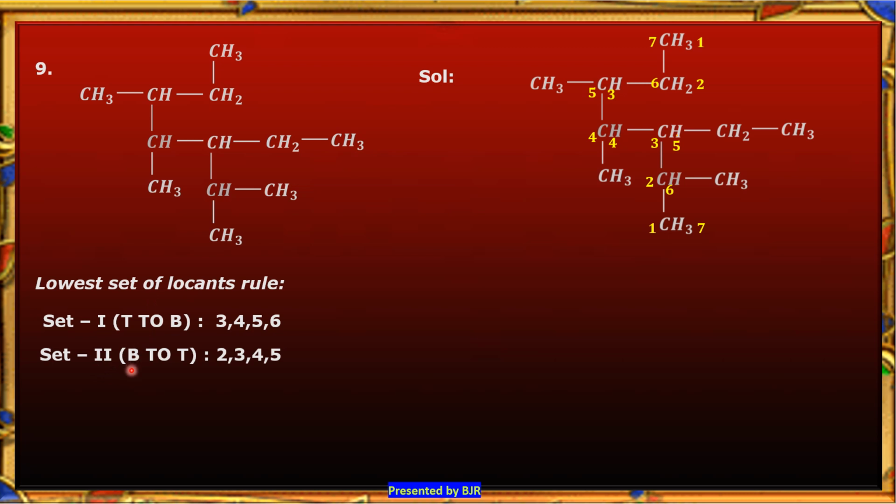Set two locants from bottom to top. B to T means bottom to top. Second carbon atom, next third carbon atom, next fourth carbon atom, next fifth carbon atom. These are bearing substituents. Now let us compare these two sets term by term. So at the first point of difference 2 is less than 3. That means set 2 is lower than set 1. You need not compare the remaining terms. So this one is the wrong numbering and this one is the correct numbering.